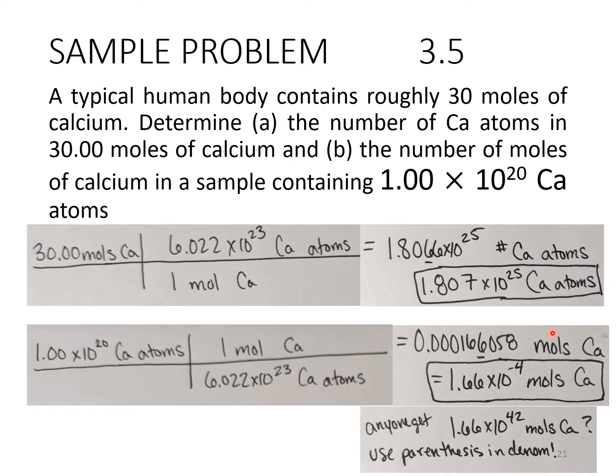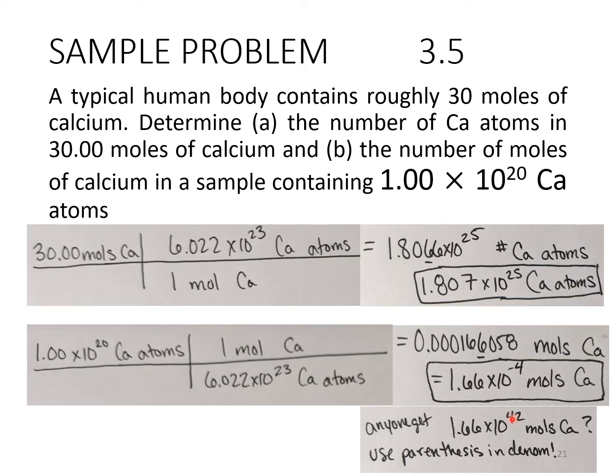I think some of us are going to get this value, 1.66 times 10 to the 24th moles of calcium. Remember, you need to use the parentheses in the denominator. So what you ended up doing is you did 1 times 10 to the 20th, you divided by 6.022, and then accidentally multiplied by 10 to the 23rd. Because you didn't put this in parentheses, you didn't divide by both of these, you ended up multiplying by 10 to the 23rd. So you ended up getting times 10 to the 23rd and times 10 to the 20th together, which gets you up to this times 10 to the 42nd.